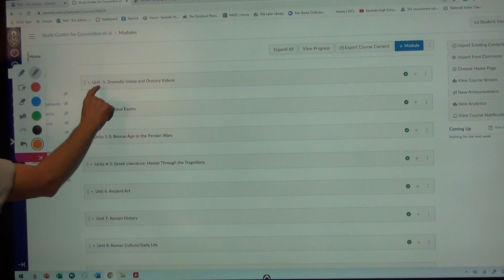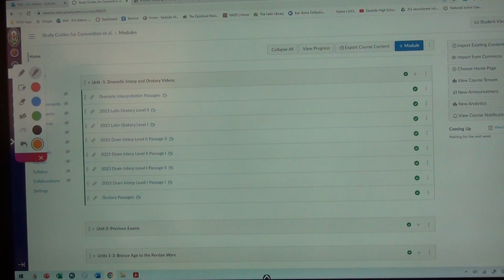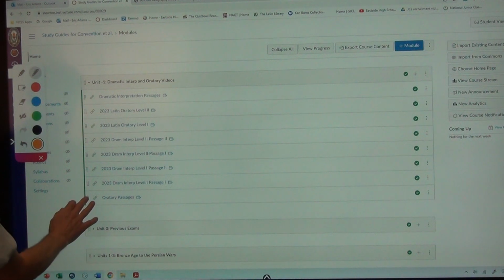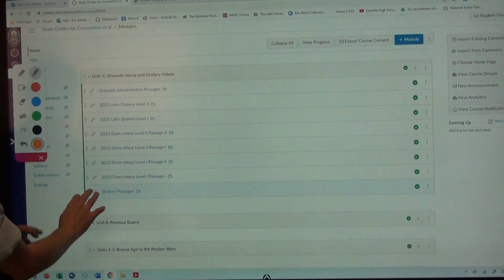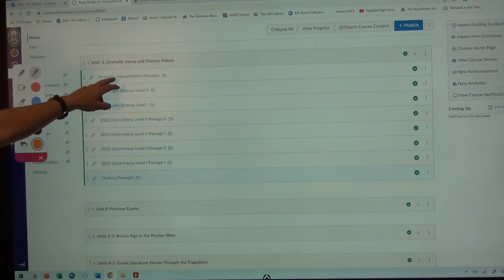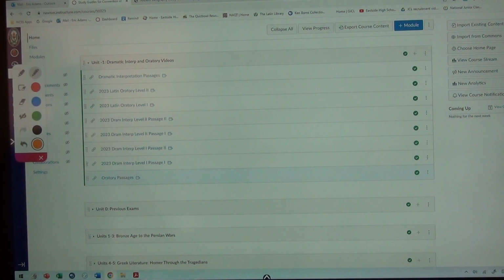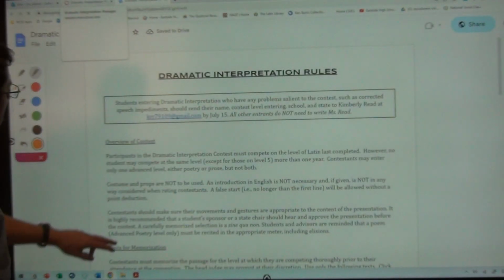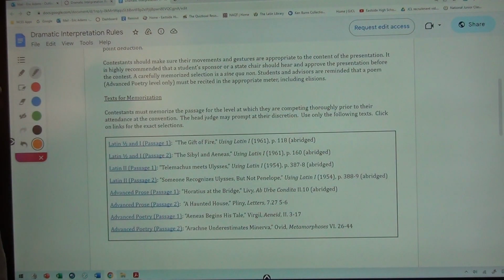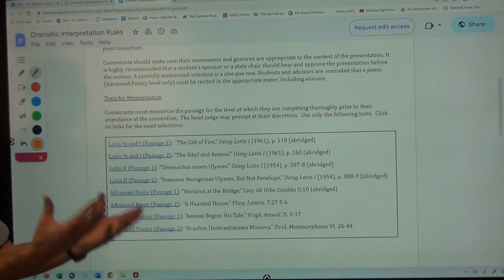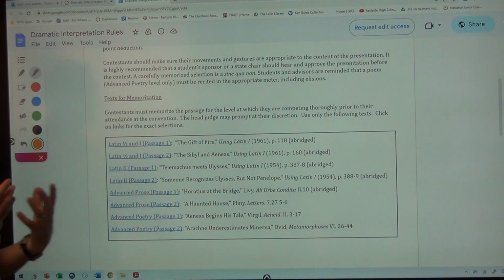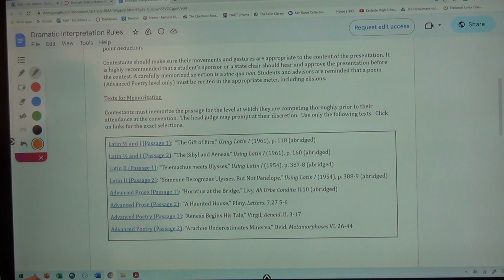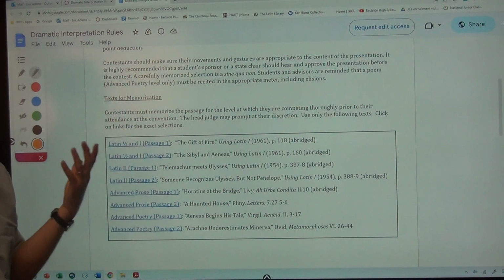That's the first thing, unit -1, which is dramatic interpretation and oratory. I have here a bunch of links, and these links are the actual passages themselves, for dramatic interpretation and oratory. Let's say you're a Latin 1 student and you want to do a dramatic interpretation. You have a choice, either passage 1 or passage 2. The difference is that in one of the passages, the speaker is a traditional masculine speaker, and in the other a traditional feminine speaker. It doesn't matter whether you are masculine or feminine or whatever you wish to be, you can choose either one and compete in that.